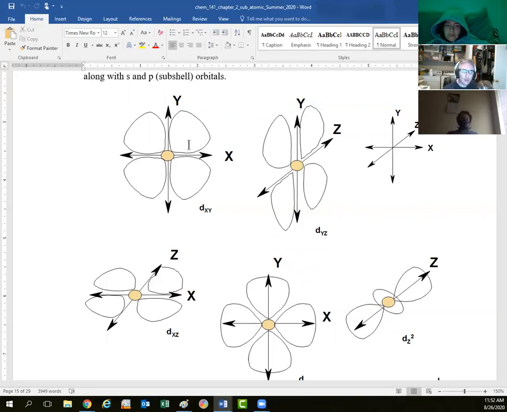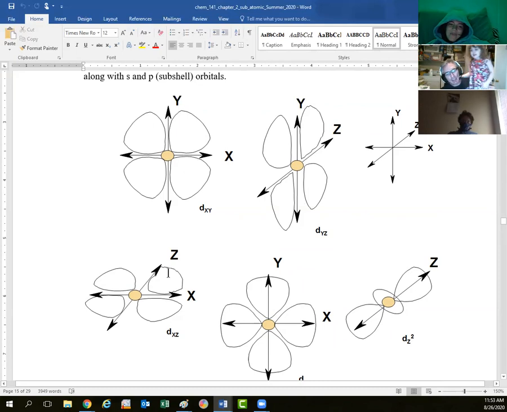Gotta be quiet. Shh. So the first orbital is describing the space in between the X and Y axes. Second is rotated at 90 degrees, and now we're talking about the space between the Y and Z axis. Third one is a space between the Z and the X. Fourth is along the X and Y axis, so not in between, but actually along the axis. And then the final one is along the Z axis.